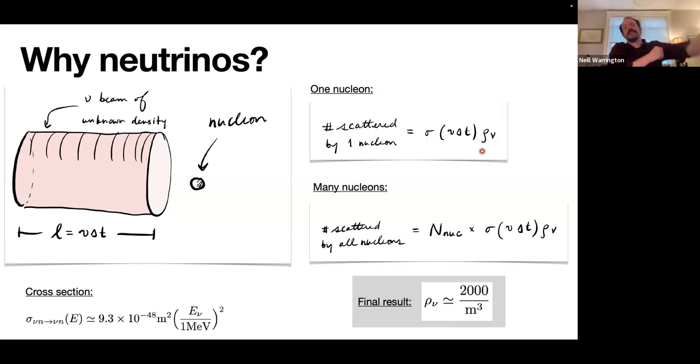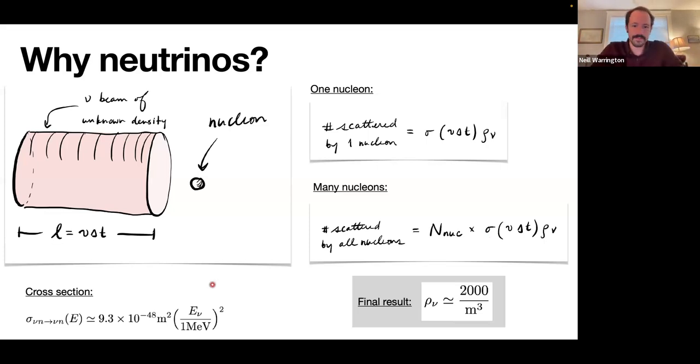Okay, Kamiokande is not one nucleon, though. It's many, many nucleons. And what we have is information about Kamiokande. So we can go from one nucleon to many nucleons approximately, simply. Well, the number scattered by all the nucleons is just the number scattered by one nucleon times the number of nucleons. This is a rough approximation, not accounting for interaction effects between nucleons, which will change the cross-section. But anyway, as a rough estimate.